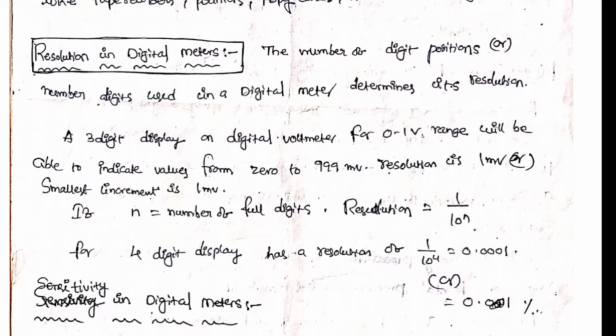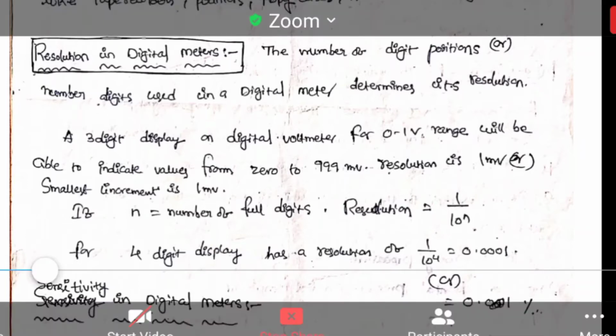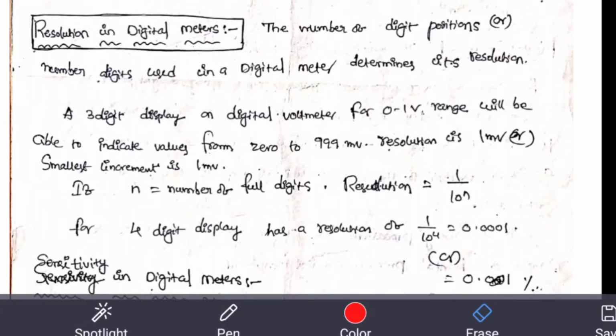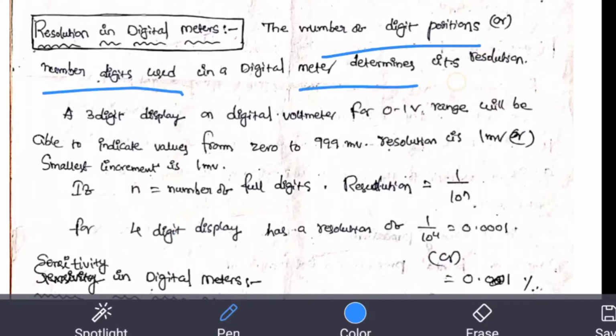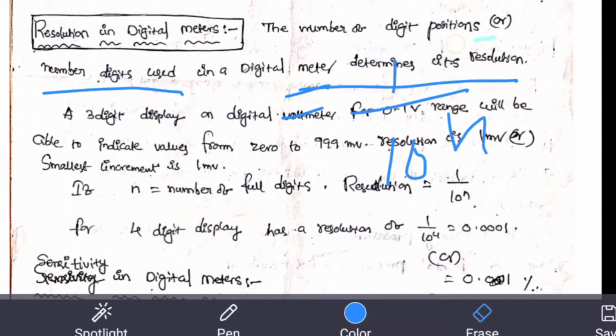The number of digit positions, or number of digits used in a digital meter, determines its resolution. For n number of digits, the resolution is given by 1 by 10 power n. That formula you have to remember.